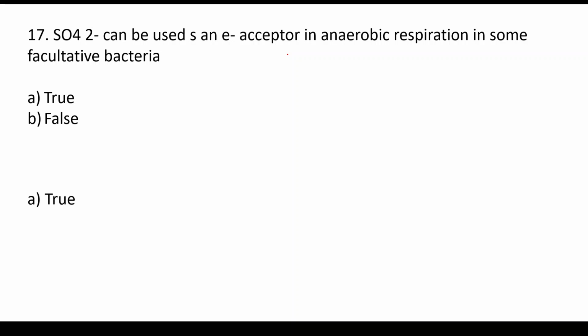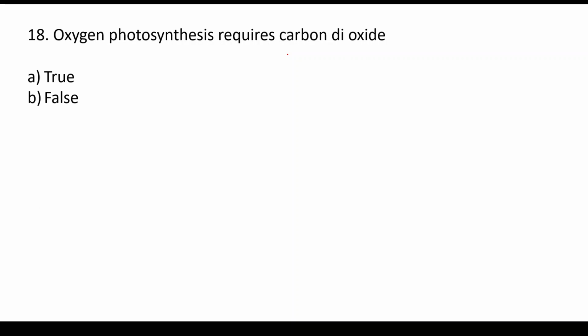So the answer is true. This can be used as an electron acceptor in anaerobic respiration in some facultative bacteria. We have seen fermentation, sulfate, nitrate, that question, remember? So the next one: oxygenic photosynthesis requires carbon dioxide. Is it true or false?